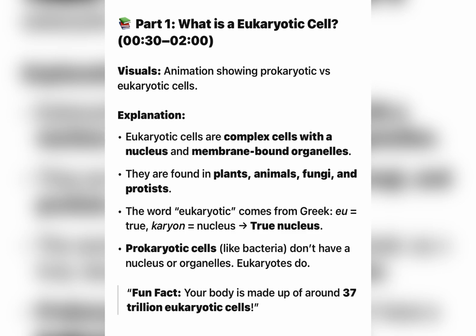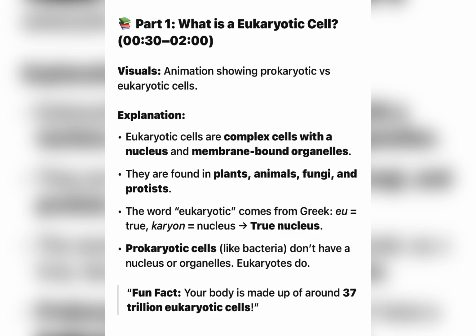I have taken this topic from Applied Physiology MSc first year. So what is eukaryotic cell? Explanation. Eukaryotic cells are complex cells with a nucleus and membrane-bound organelles. They are found in plants, animals, fungi, and protists. The word eukaryotic comes from Greek eu, true, karyon, nucleus, true nucleus. Prokaryotic cells, like bacteria, don't have a nucleus or organelles. Eukaryotes do. Means nucleus is seen.